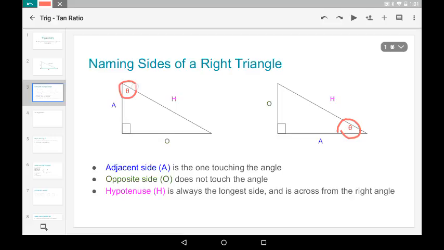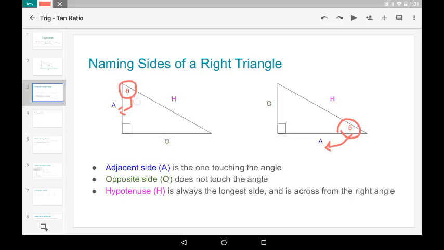If we're talking about the first one over here, the adjacent side is whichever one is touching it. So that would be this side over here. Adjacent is the one touching the angle. If we're talking about this angle over here, this side is then adjacent because it's the one touching.